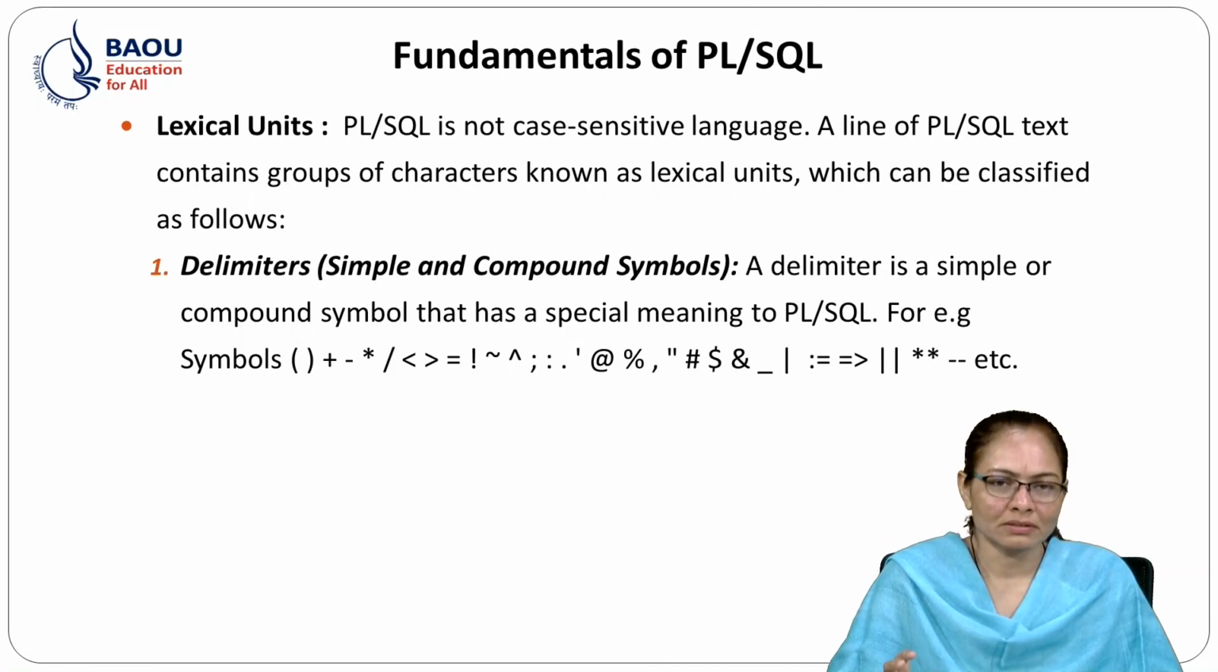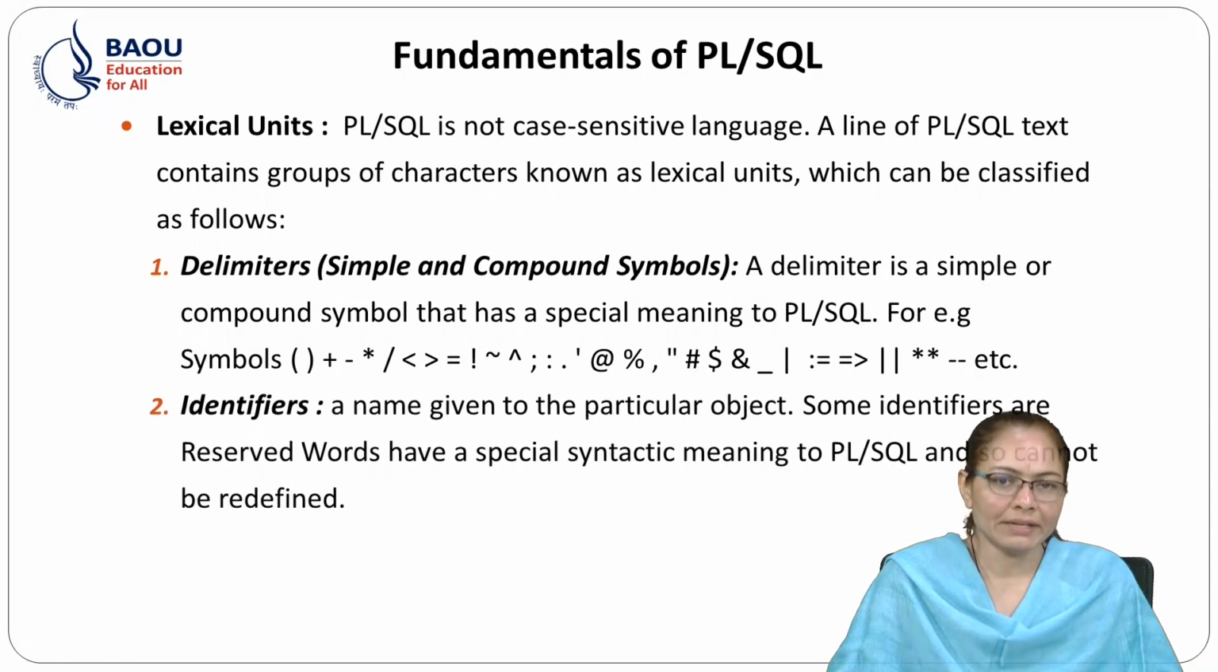We use symbols which are called delimiters. A delimiter is a simple or compound symbol that has a special meaning to PLSQL. For example, we can use delimiters to represent arithmetic operations such as addition and subtraction. For example, symbols like plus, minus, multiplication, division, less than, greater than, equal to, less than or equal to, colon, comma, pipe, star, etc. All these symbols are called delimiters.